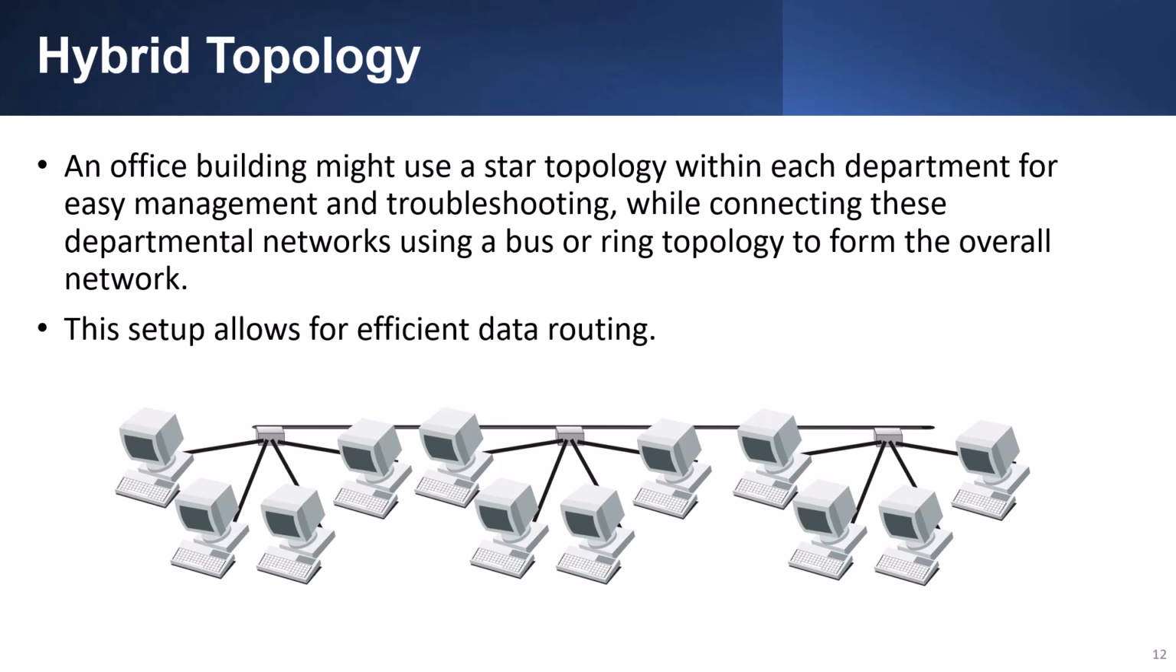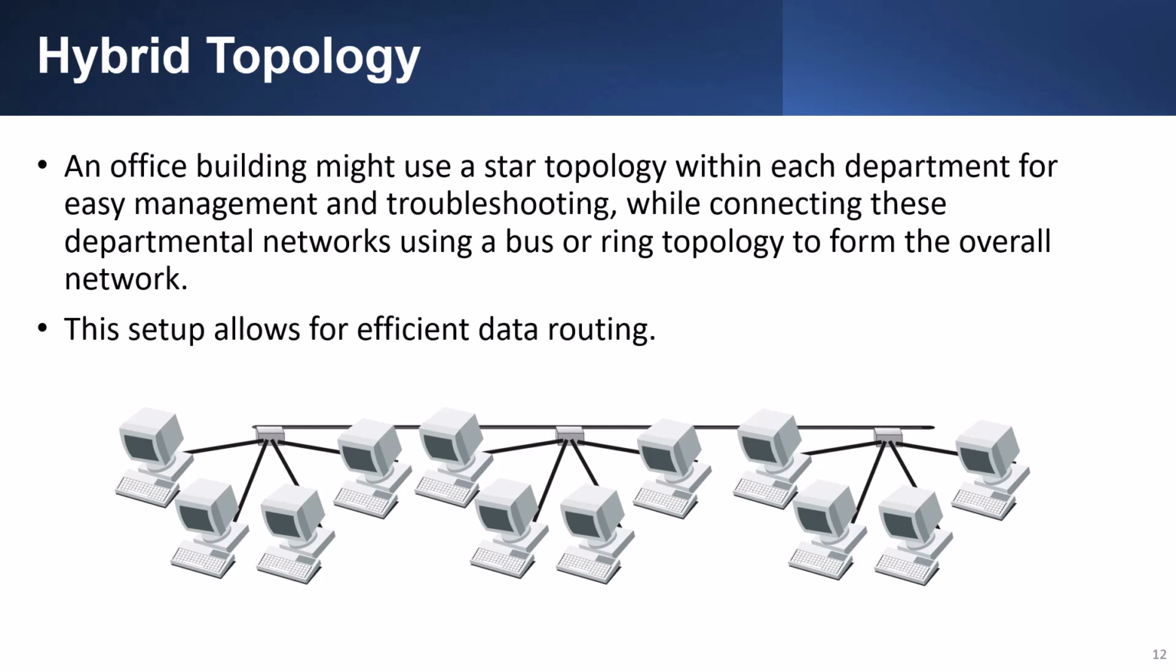An office building might use the star topology within each department for easy management and troubleshooting, while connecting these department networks using a bus or ring topology to form the overall network. This setup allows for efficient data routing.